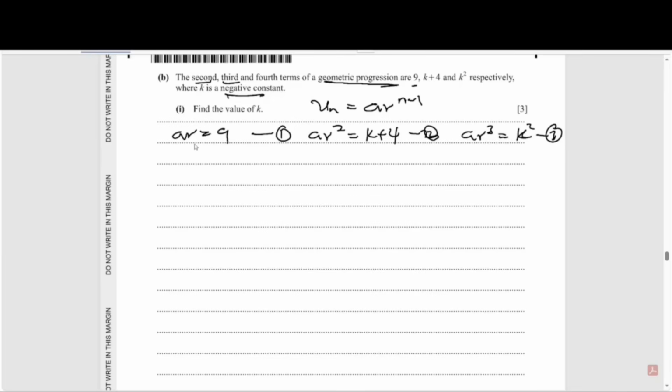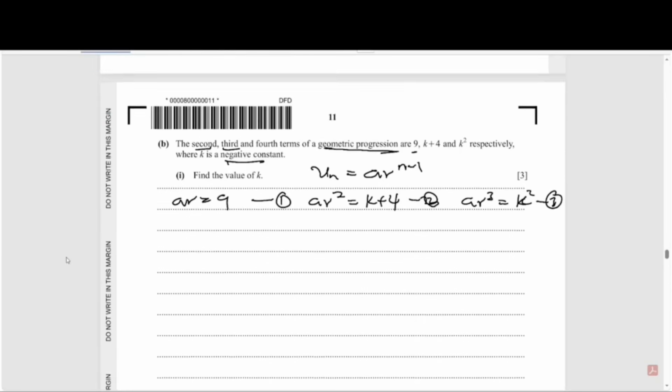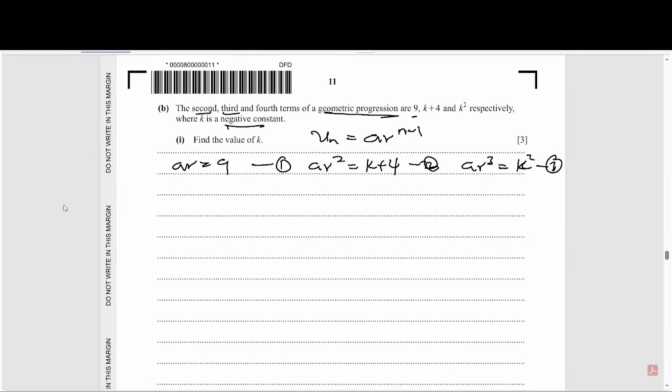Now we are to find the value of k, right? Unlike the previous question where it was an AP, so we needed to solve simultaneous equations by using either substitution or elimination, this one too we can decide to use substitution, but it is way easier and faster to divide the equations when they are coming from a GP. So we're going to divide one equation by the other. I'll start with equation 2 divided by equation 1.